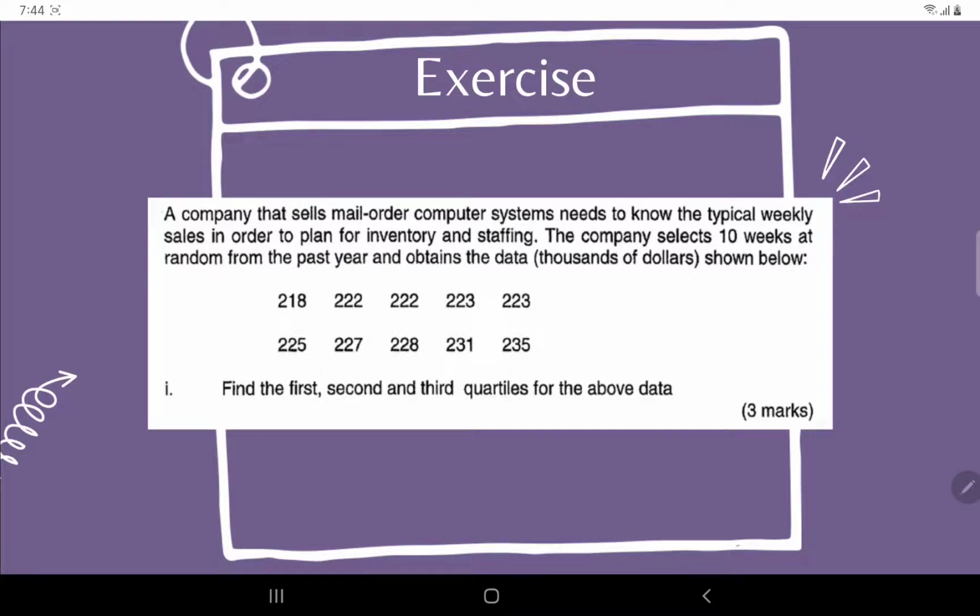This is the exercise. This is also an example for ungrouped data. So we need to find the first, second and third quartile, Q1, Q2 and Q3. The value for Q1, Q2, Q3, not the position only. We need to find the value. So first, according to the first step, we need to reorder this data to ascending form.